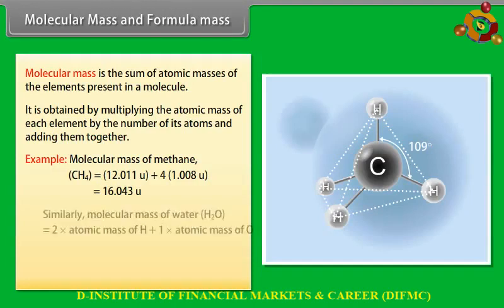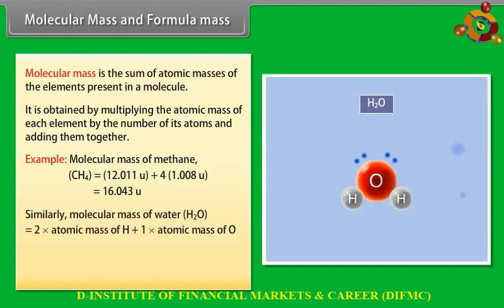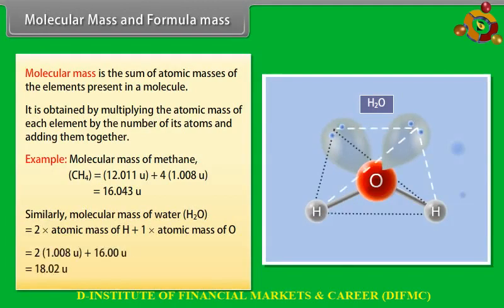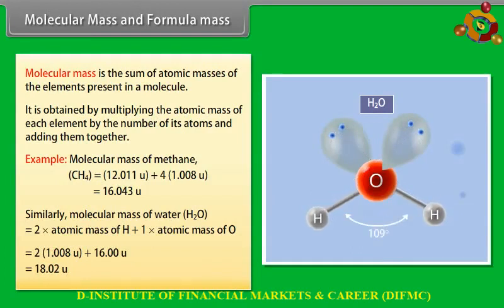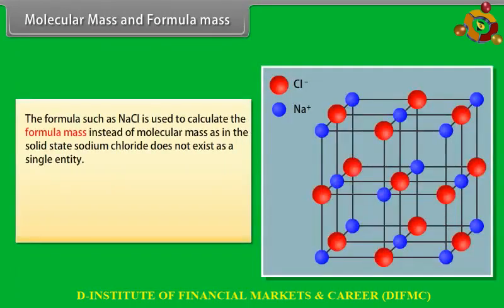which is equal to 16.043 u. Similarly, molecular mass of water, H2O, is equal to 2 × atomic mass of H + 1 × atomic mass of O, which is equal to 2 × 1.008 u + 16.00 u, which is equal to 18.02 u.